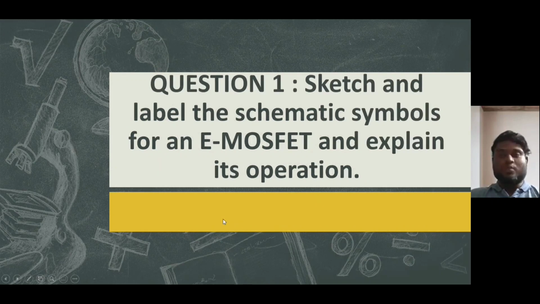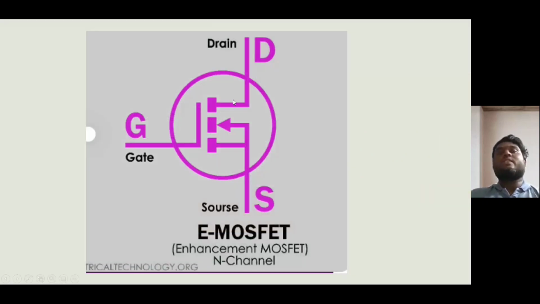For question 1, sketch and label the schematic symbol for an MOSFET and explain its operation. Here is the schematic diagram of the E-MOSFET, where D is drain, G is gate, and S is source. Sorry, it was missing the source label here. So we call it E-MOSFET, an enhancement MOSFET, N channel.